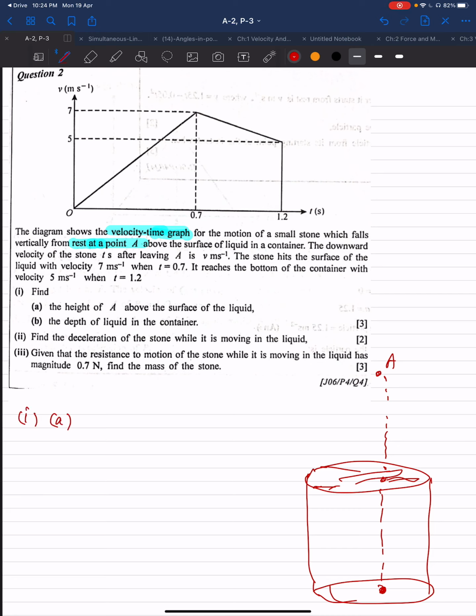So we'll find part 1A, the area under the graph. Height of A is equal to 1 over 2 into 0.7, base into height, which is 0.7 as well. And if you do the calculation, use your calculator, that will become 2.45 meters.